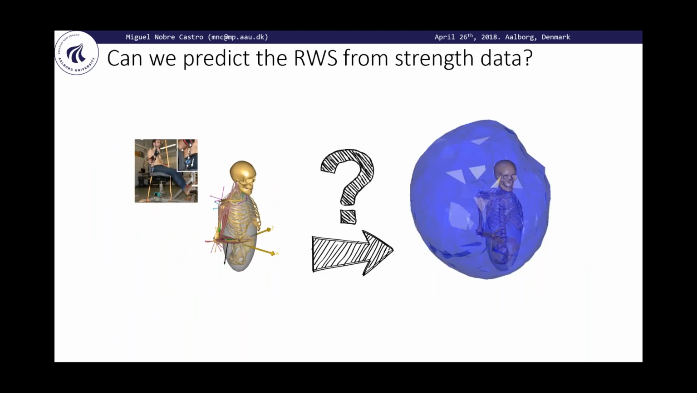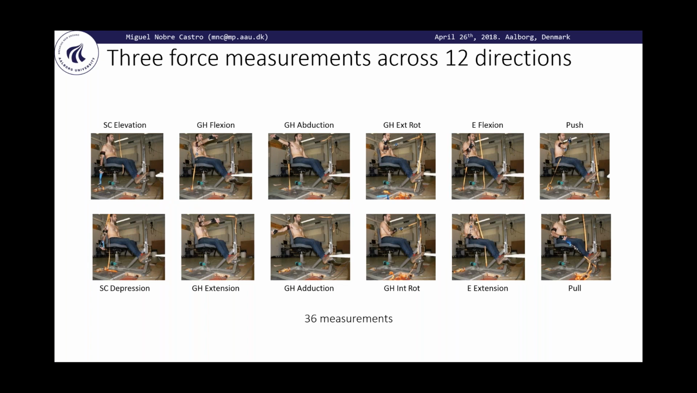So the question that we asked ourselves was: is it possible to predict? Are our musculoskeletal models good enough to predict the reachable workspace just by calibrating them better, resorting to subject-specific data, namely dynamometric data? What we did was perform 3 measurements across 12 different directions. So in the end, this sums up to 36 measurements for a given subject.